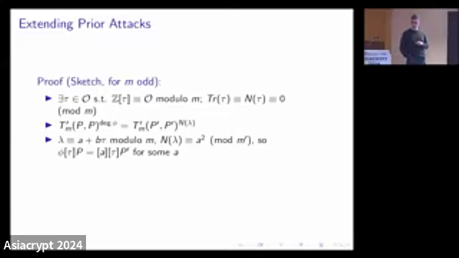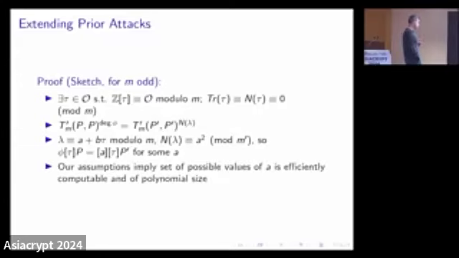And what this tells us furthermore is that the image of tau P under phi is just going to be A times tau applied to P prime for some A. Now our assumptions on M, namely that there are only polynomially many square roots of 1, will imply that the set of possible values of A is efficiently computable and of polynomial size. So you just work through the possible candidates for A until you've found the correct one, and now you know the image of this point under phi.